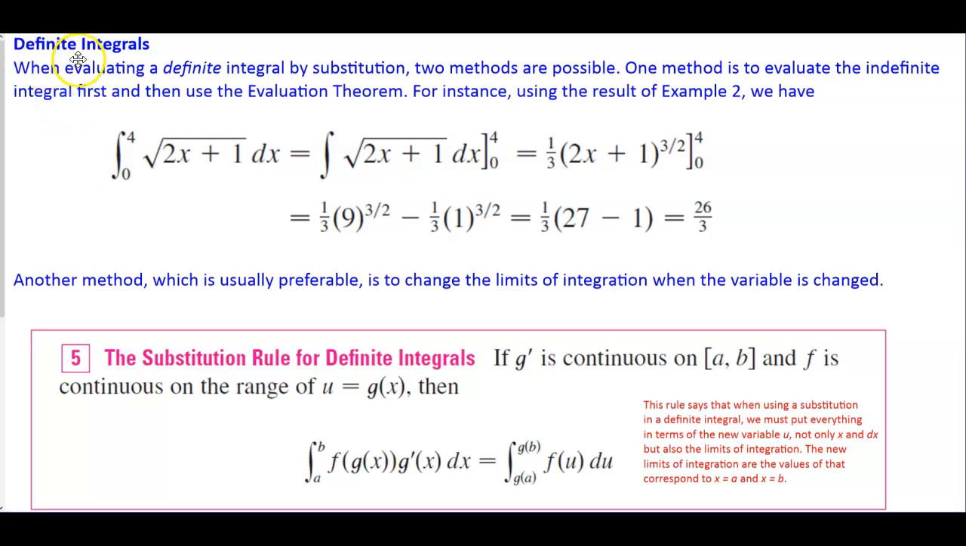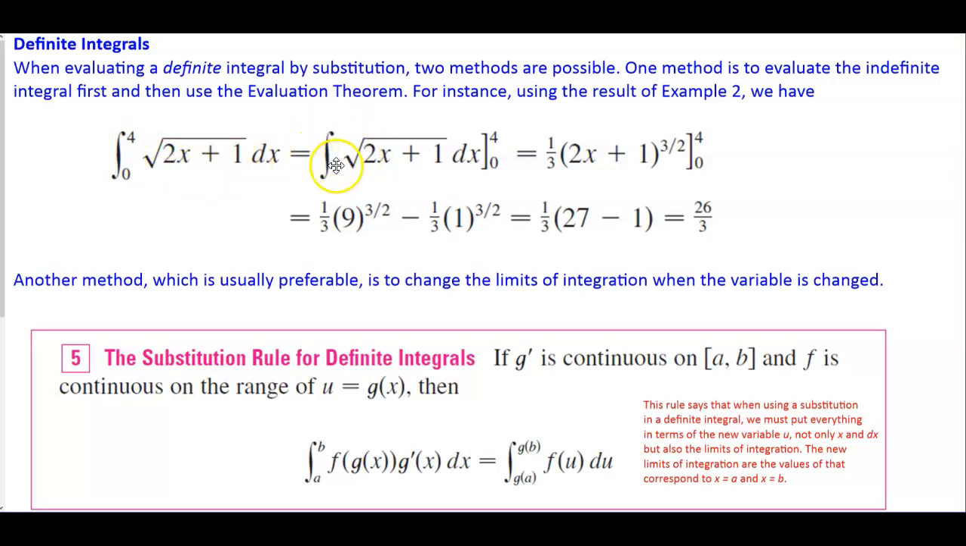Okay, definite integrals. When evaluating a definite integral by substitution, two methods are possible. One method is to evaluate the indefinite integral first, and then use the evaluation theorem. So for instance, using the result of example 2, we have the following. The definite integral now is going from 0 to 4 of the square root of 2x plus 1 dx.